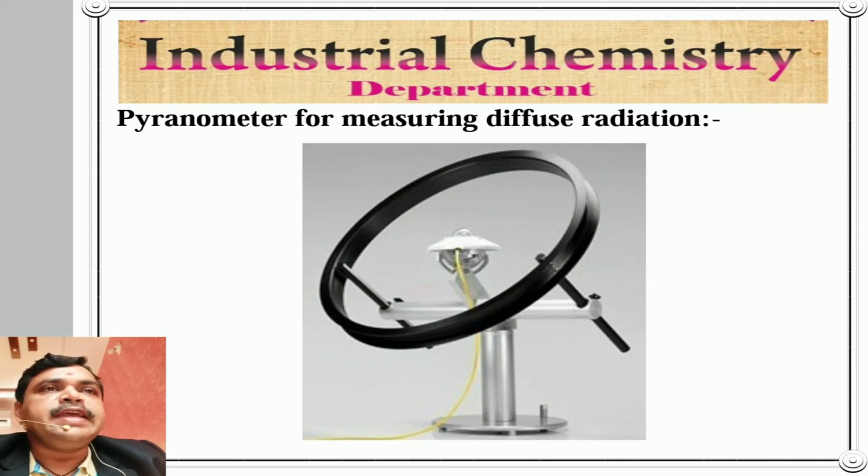The shading ring is fixed in such a manner that its plane is parallel to the plane of the path of the sun's daily movement across the sky, and it shades the thermopile element and the two glass domes at all times from direct radiation, so only radiation from the sky is received. So this is the pyranometer for measuring diffuse radiation.